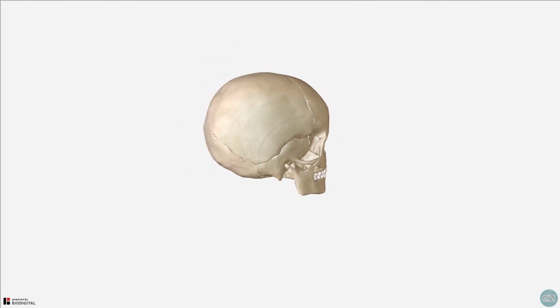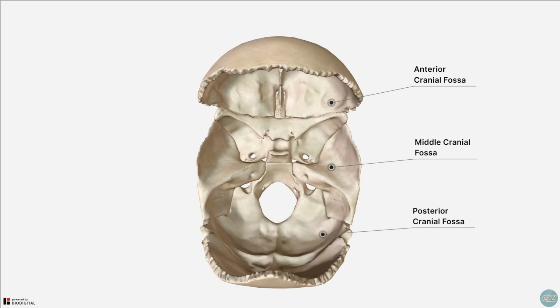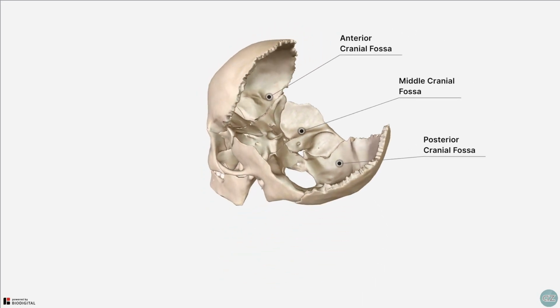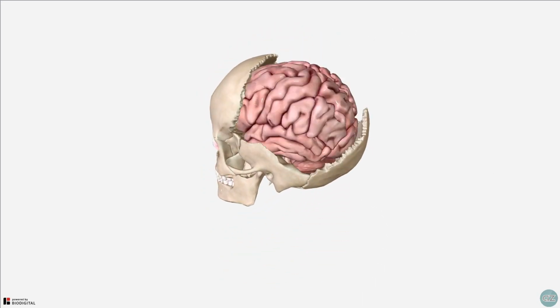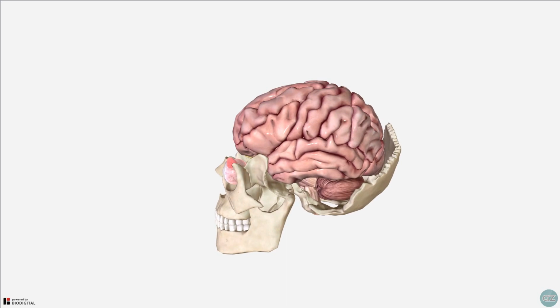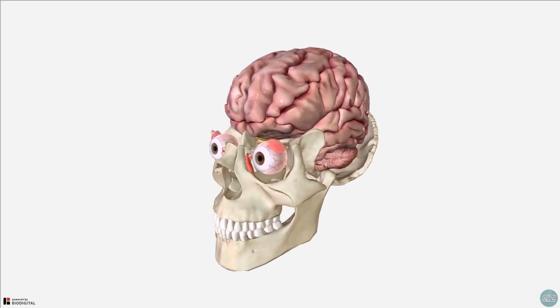So the floor of the cranial cavity is divided into anterior, middle and posterior cranial fossae. These are large depressions within the internal surface of the cranial base, which house different parts of the brain and its associated structures. The anterior cranial fossa is the shallowest and most superior cranial fossa.